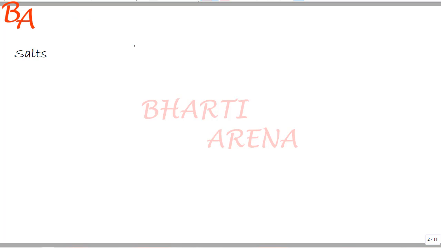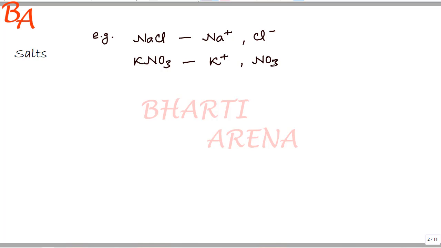Salts. Salts are ionic compounds made of a cation other than hydrogen ion and an anion other than hydroxyl ion. Example: sodium chloride. It is formed of sodium ion and chloride ion. Similarly, potassium nitrate. It is formed of potassium ion and nitrate ion.